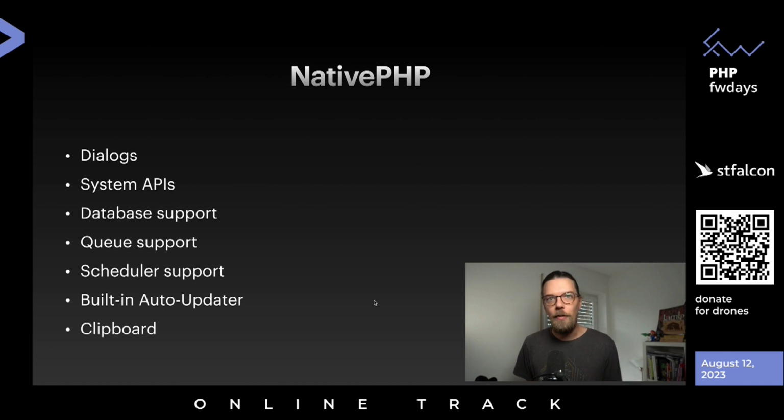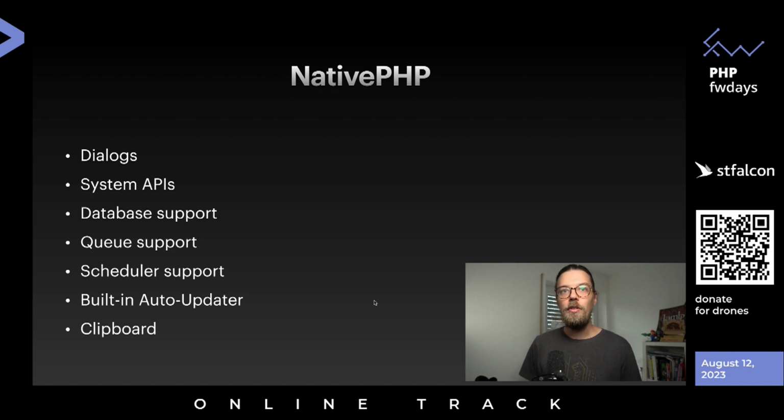We have full database support, so you can make use of Eloquent models as usual. They get persisted in a SQLite database that lives outside of your application, so it's safe to update. And we run migrations every time your users update their application. We have full support for queued jobs, so if you want to run something in the background, just push it to the queue. NativePHP just handles it automatically for you.